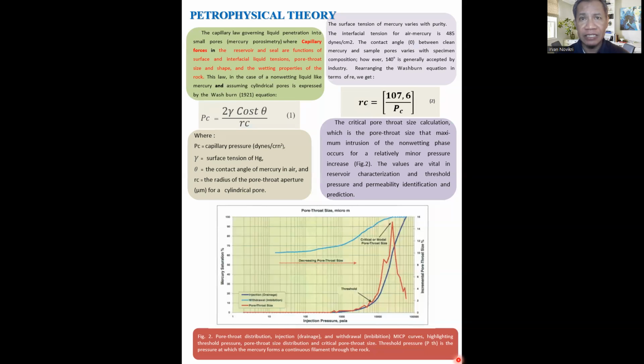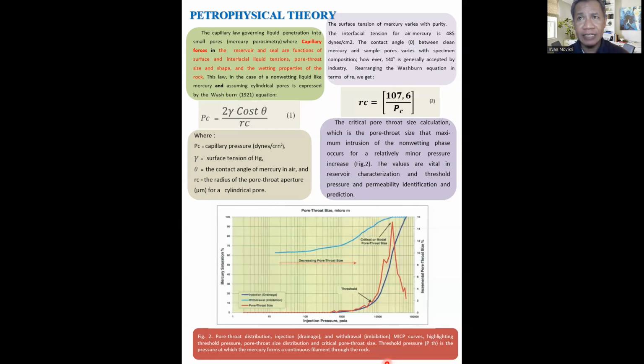based on parameters such as surface tension, contact angle, and also the pore throat radius. As we can see in the figures at the bottom, the given figures illustrate the distribution of the pore throat size in the rock sample along with the injection and withdrawal curve of mercury during drainage and imbibition process.